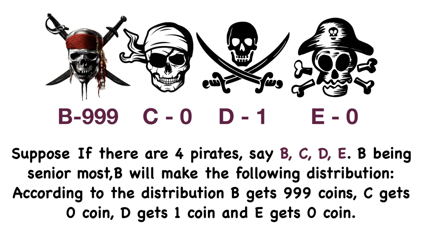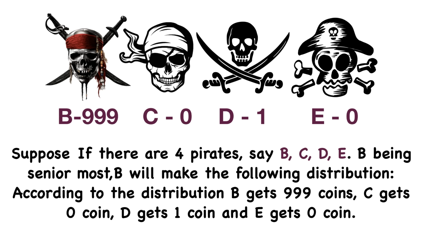B being the senior most, B will make the following distribution. According to the distribution, B gets 999 coins, C gets 0 coins, D gets 1 coin and E gets 0 coins. If there were 4 pirates, Pirate B needs to convince one other person to guarantee 50% of the vote.